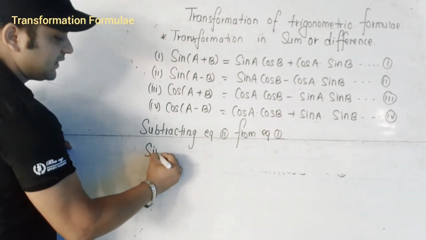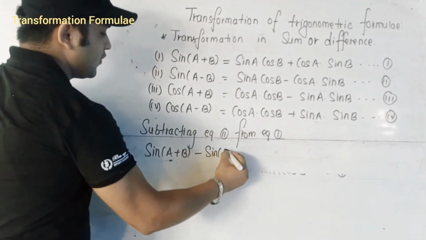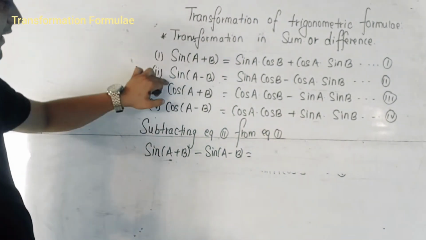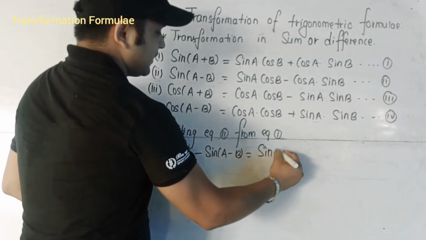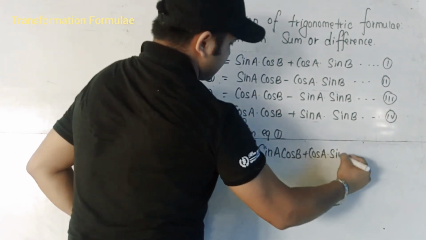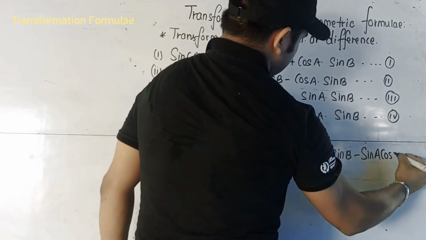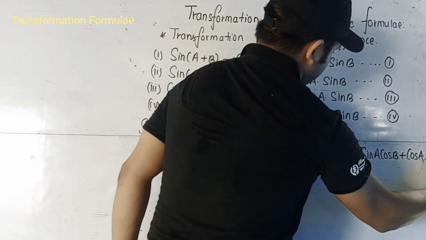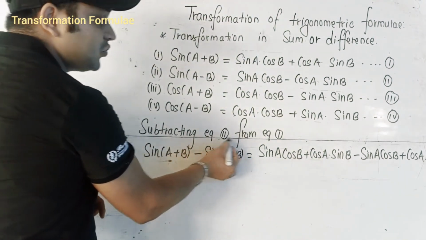What you have in equation 1 is sine a plus b. You are subtracting equation 2, minus sine a minus b. We have subtracted the left hand side. Now we also have to subtract the right hand side. In the right hand side you have sine a cos b plus cos a sine b, minus, when you subtract you need to change the sign, sine a cos b. Now this minus changes to plus cos a sine b. We have subtracted the left hand side and the right hand side. We got this by subtracting equation 2 from equation 1.